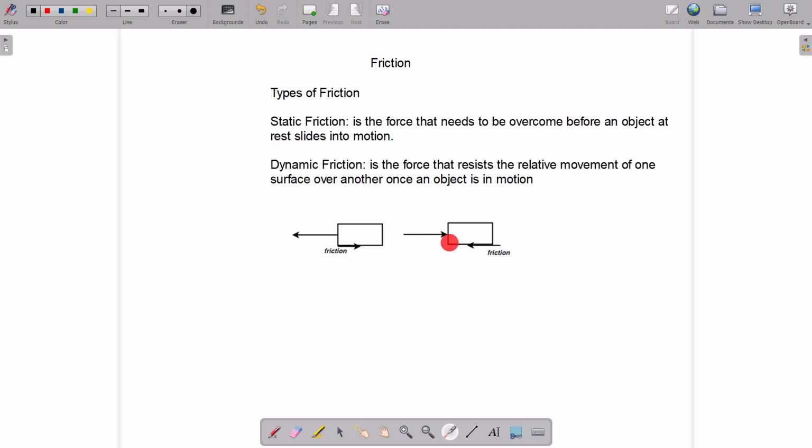In this diagram, the object is being pushed towards the right. Friction again is meant to oppose the motion, and so friction is going to act towards the left. So the point to note is that friction opposes motion, and so if the object is being moved, friction is always going to act in the opposite direction.